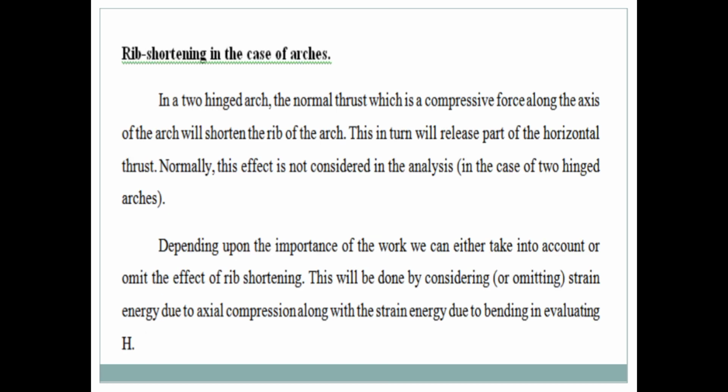Next, rib shortening in the case of arches. In two-hinged arches, normal thrust, which is a compressive force along the axis of the arch, shortens the rib of the arch. This in turn will release part of the horizontal thrust. Normally, this effect is not considered in the analysis of two-hinged arches. Depending upon the importance of the work, we can either take into account or omit the effect of rib shortening. This is done by considering or omitting strain energy due to axial compression along with the strain energy due to bending in evaluating H.